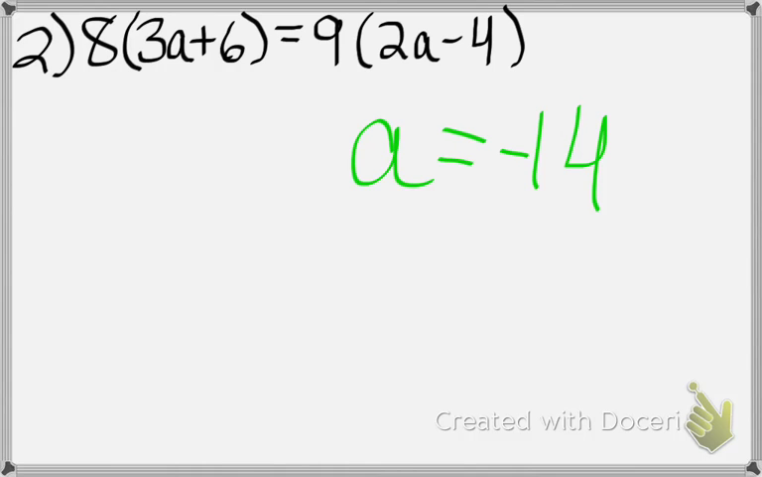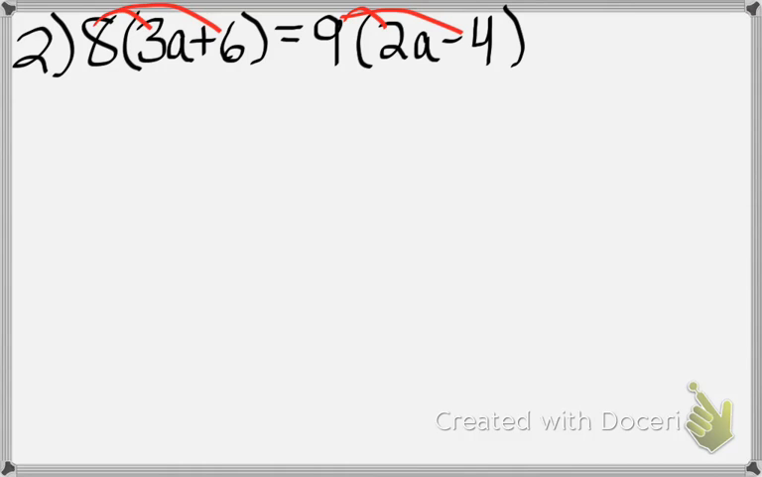If you do that, a will equal negative 14. Now, make sure you know why. If you already do, skip this next part. If you don't, watch. First thing we're going to do is go to these parentheses with the distributive property. So, on the left side, we're going to have 8 times 3a. And now for 8 times 6, it's positive times positive, so it's positive.